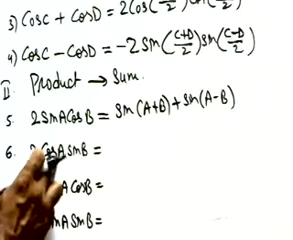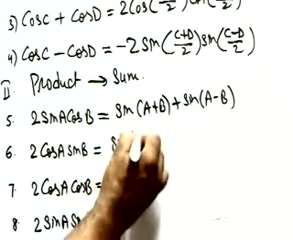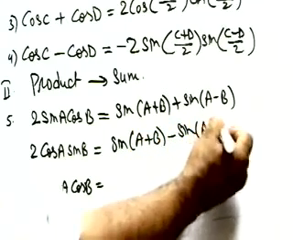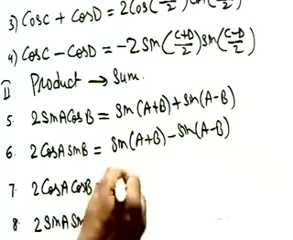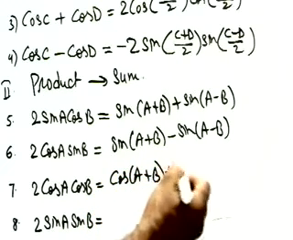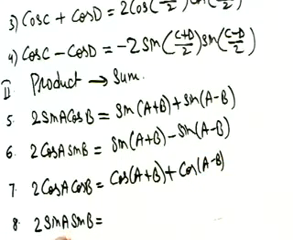Product to sum. In the same way, for 2 cos A sin B, you have to write minus in between, with the same formula otherwise: sin (A plus B) minus sin (A minus B). If both are cos, we have the cos plus formula: cos (A plus B) plus cos (A minus B).